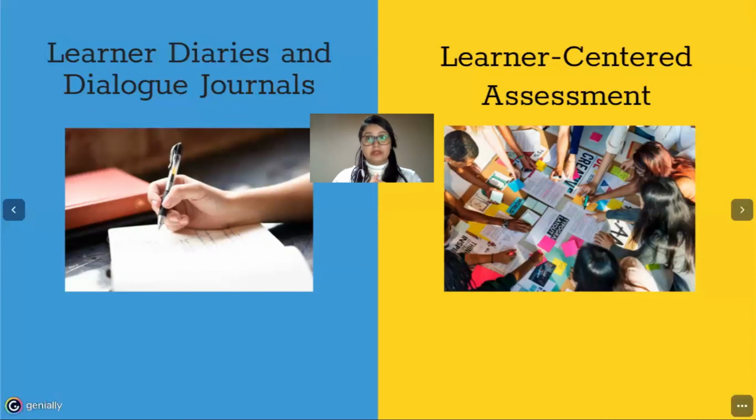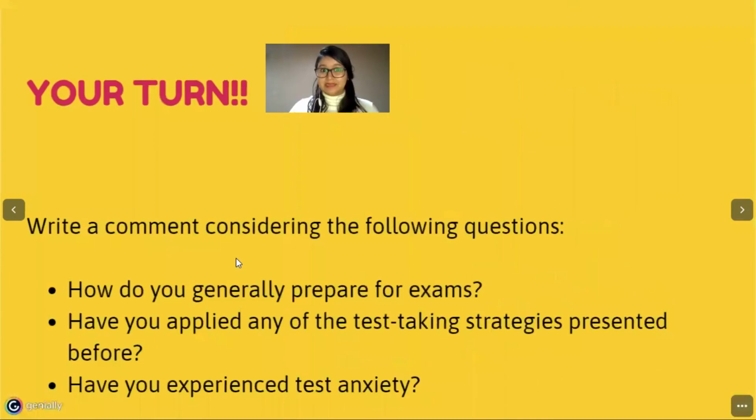Lastly, we have learner-centered assessment. In this one, students are actively involved through the whole process of assessment, and they help the teacher construct the assessment instruments, select the themes, and select the formats. Through these techniques, students have the possibility to reduce their test anxiety, and also they are motivated to participate in class and work in the process. This is all from my part, and now it's your turn.